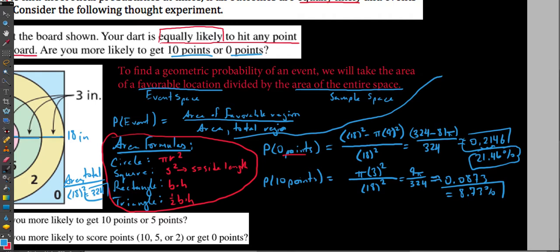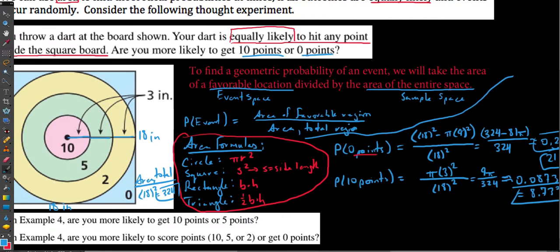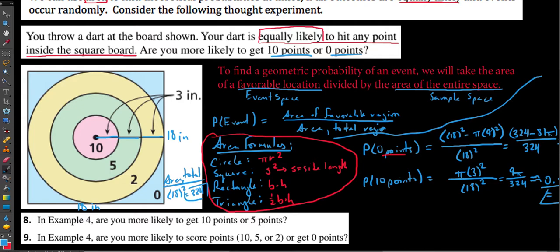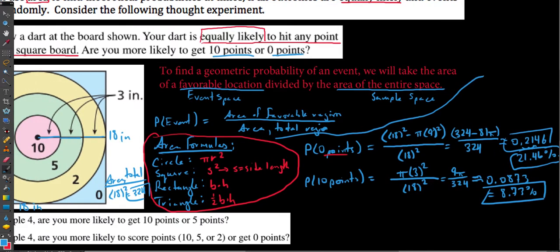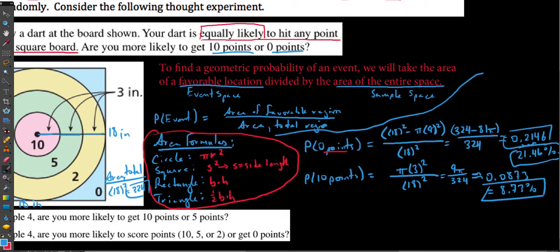So to draw a conclusion here, it might be something that doesn't shock you at all. The 0 point region definitely takes up more space than the 10 point region. Maybe not so obviously, but it becomes clear when we look at the probabilities here. We got a 21 and almost a half percent chance of hitting the 0 point region versus the almost 9% chance of hitting the 10 point region.